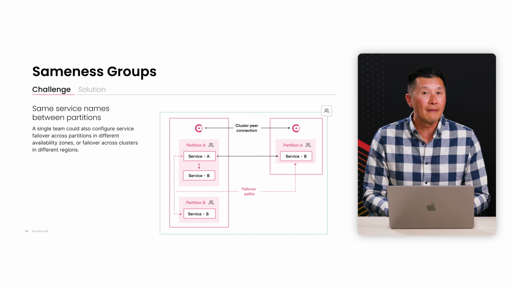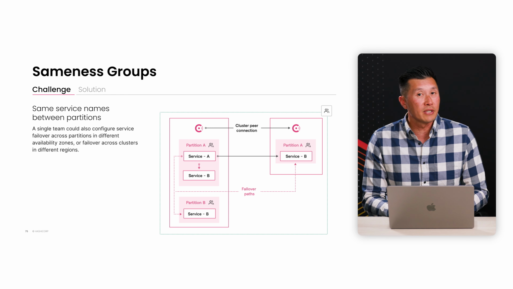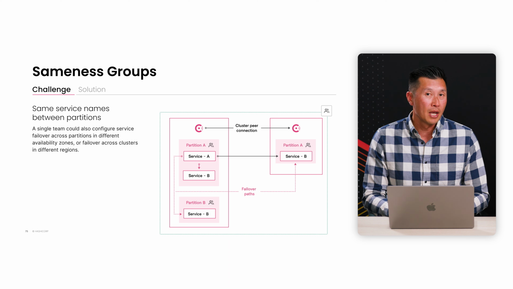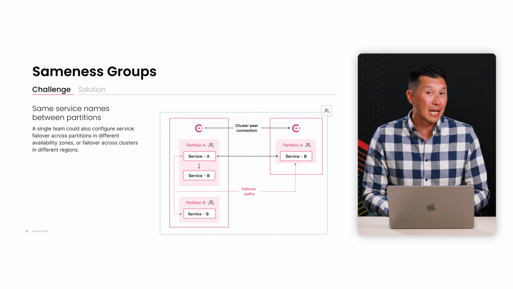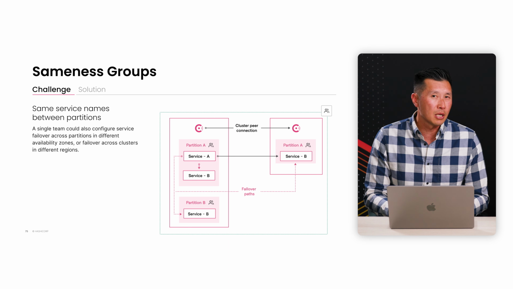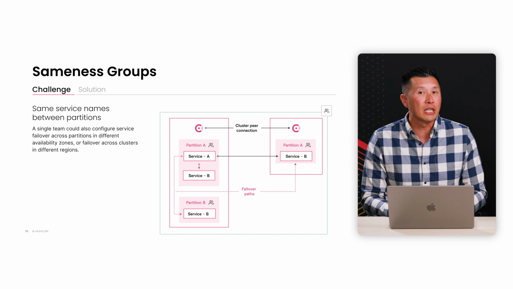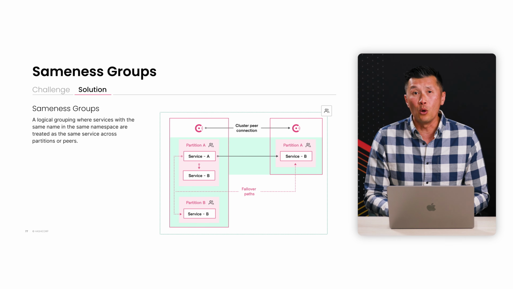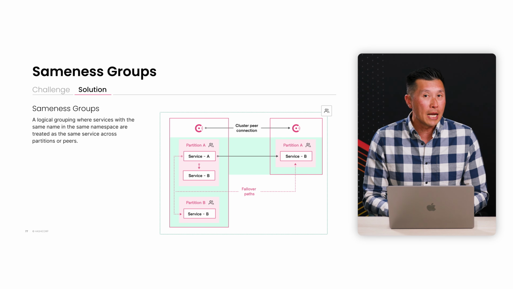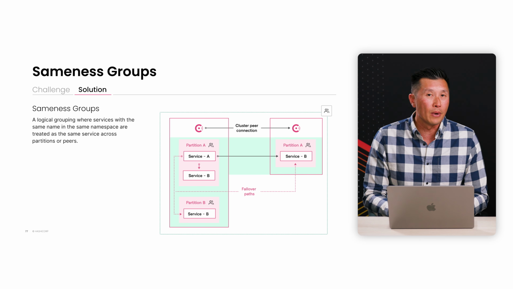For example, you can have a single team that owns multiple Consul clusters and partitions with service failover configured between them. And therefore, you'd want services with the same name between the partitions and peered clusters to be treated as indeed the same service. When they're not treated as the same service, it becomes a bit cumbersome because you need to list out exactly where you want the services to fail over to. So in 1.16, one of the features we've released is called Sameness Groups, which aims to simplify the failover configuration.